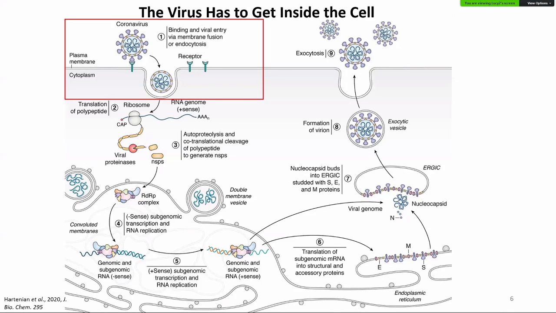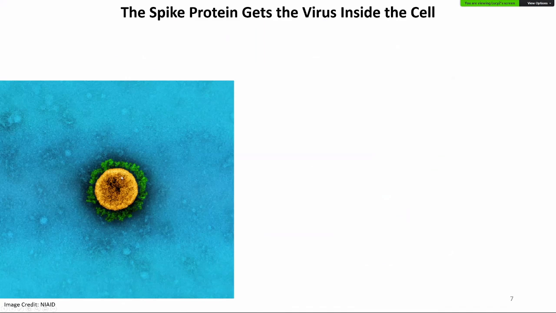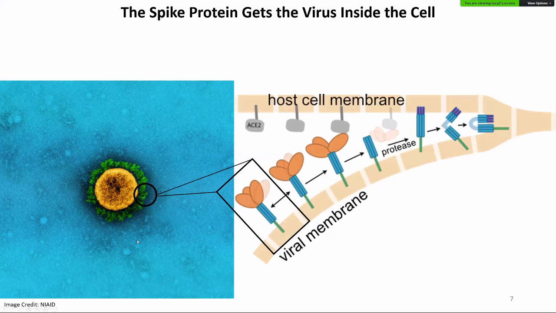But for that to happen, for it to make new copies of itself, it needs to physically get inside of your cells, right? And that's sort of the process that we've been focusing on over the past year. And that happens by the spike protein. And that's this sort of crown greenish looking thing over here, the ring outside of the protein, right?